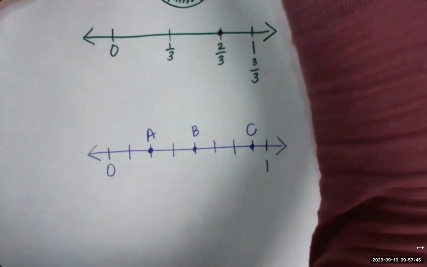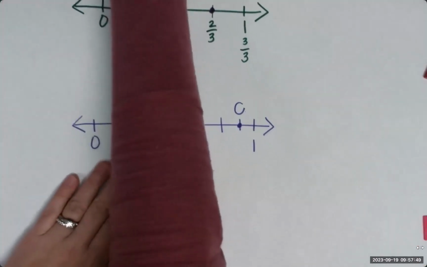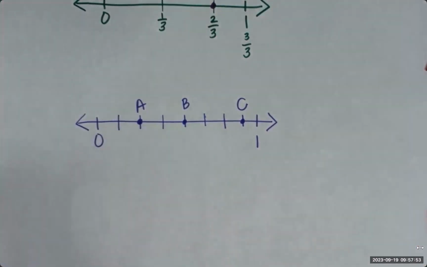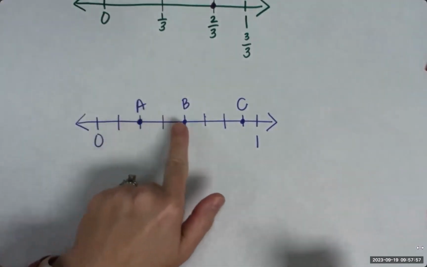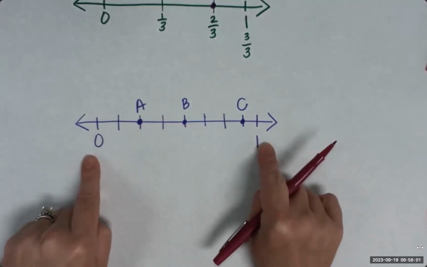So if I'm looking at that piece right here, before I do anything with this number line, I need to know how the number line is partitioned. Well, how do I do that? Okay, I do that by counting the intervals between 0 and 1. Okay, I have to find the 1 whole.